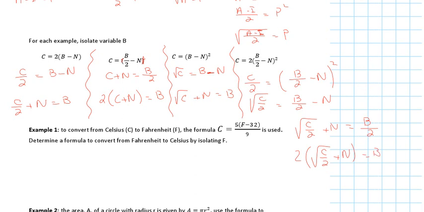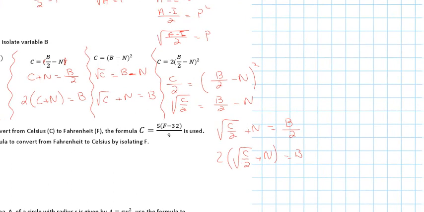Move the 2 over first instead of the N first. So in what scenario would I move the 2 before the N? That's right. If I have B minus N all divided by 2, in this case you move the division by 2 over first, then you move the N.